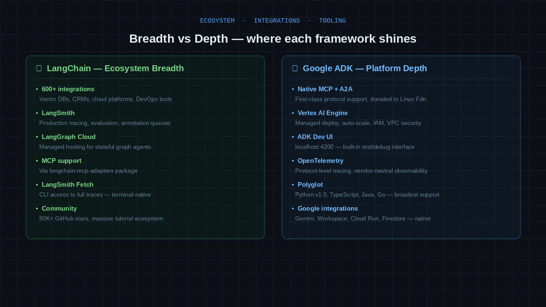LangChain's greatest strength is its ecosystem. Over 600 integrations covering vector databases, CRMs, cloud platforms, and DevOps tools, plus LangSmith for enterprise-grade tracing and evaluation. ADK trades breadth for depth within Google Cloud: native Gemini and Vertex AI integration, a built-in dev UI for local testing, and OpenTelemetry-based observability that avoids vendor lock-in.